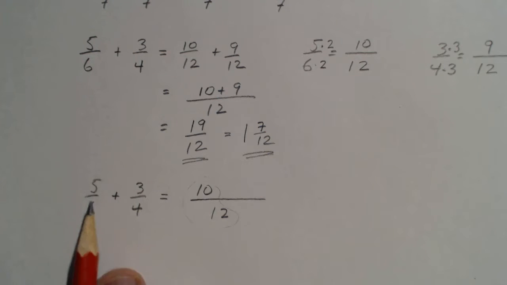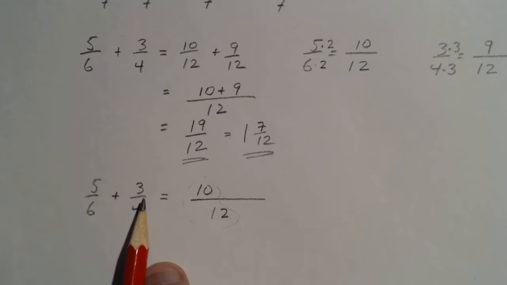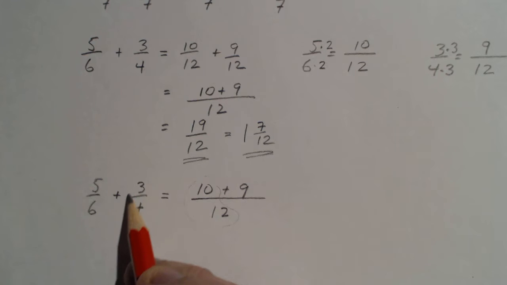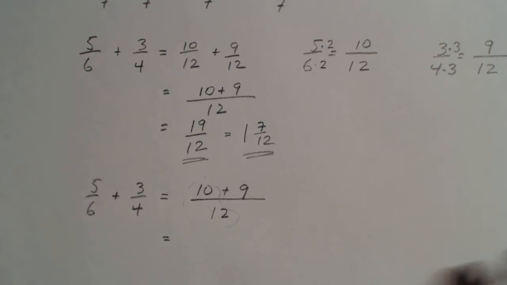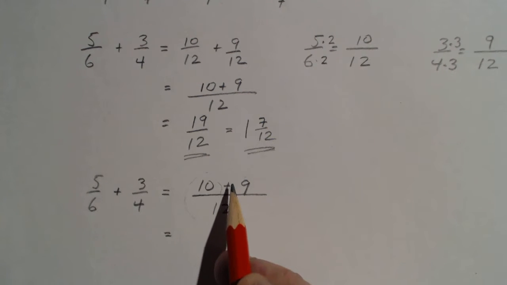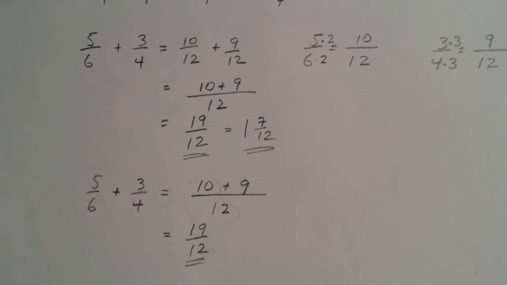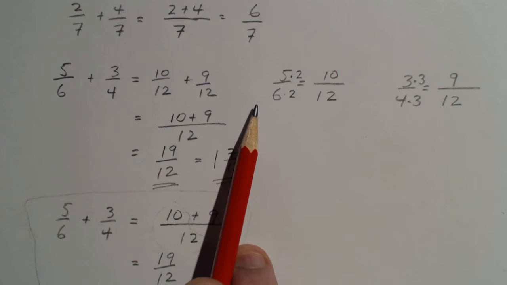Now I do the same idea to this second fraction, so I divide 4 into 12 and get 3. 3 times 3 gives 9. Now I've got the numerator for this second fraction. I simply now add the two numerators. I get 10 plus 9 is 19 over 12, and there is our answer. So this method here is much quicker and easier than this method here.